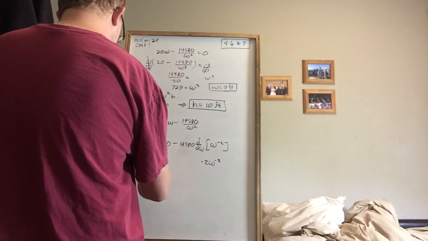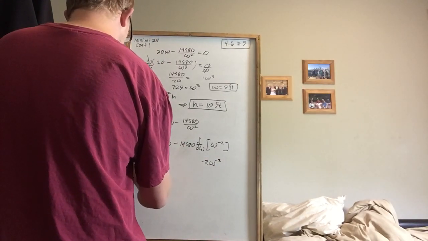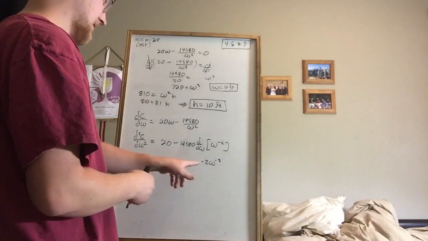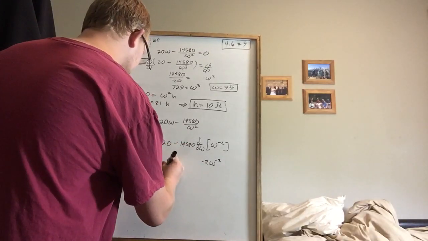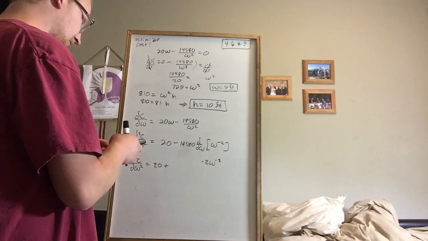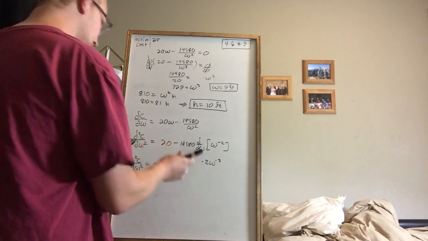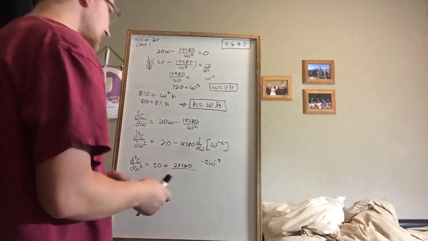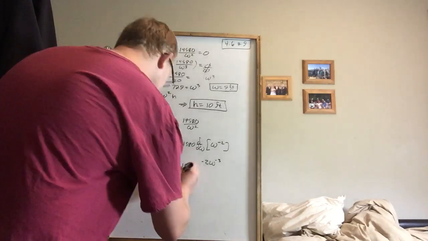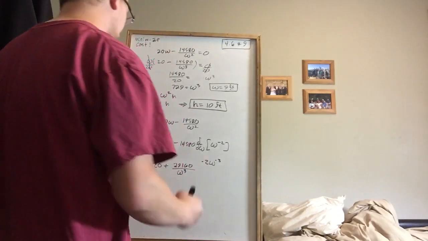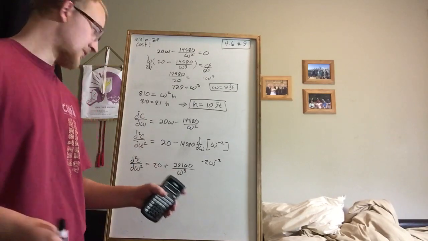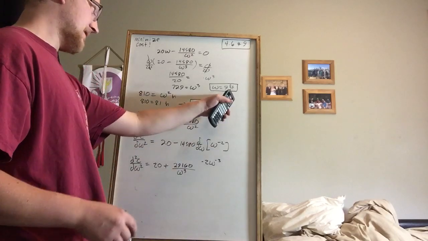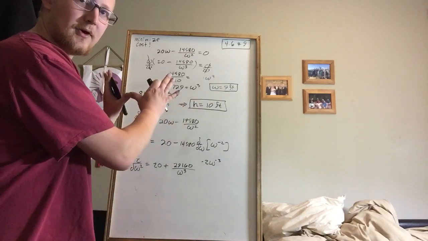And so now we can rewrite our second derivative of cost with respect to the width as equal to 20 minus negative 2 times 14,580, that's going to make this positive, right? Minus times a minus. 14,580 times 2 is going to be 29,160. And this is all over w cubed. Alright, so the next step is we're going to set this equal to what our value is. So we're testing when w equals 9 feet, are we concave up or concave down?